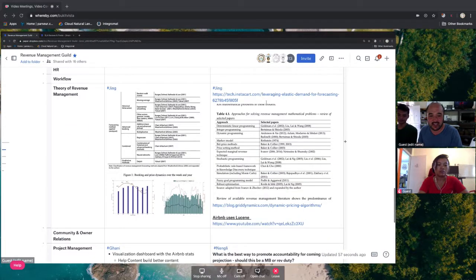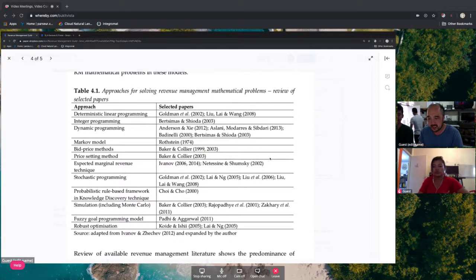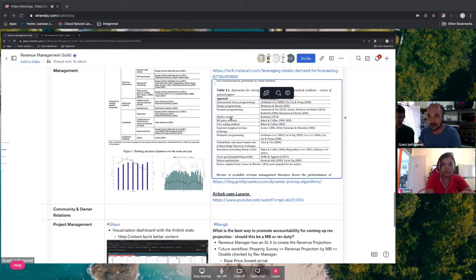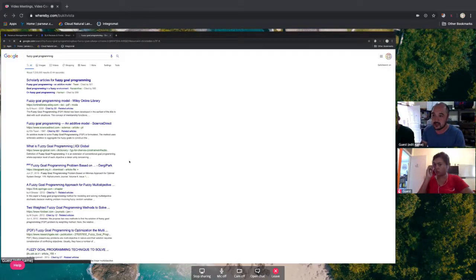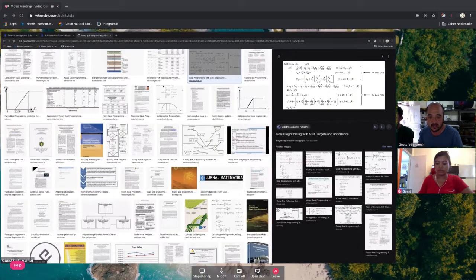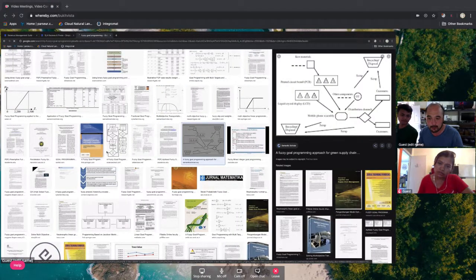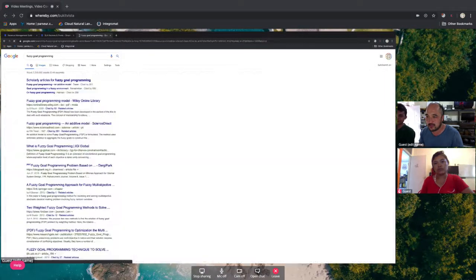Okay, let's take a look at models today. We took a look at some different models last time, so let's take a look at something new. Fuzzy goal programming model. Let's see what that looks like. Oh wow, a lot of math. Okay, when the math is hard to read, let's just read the text because maybe that'll be a little bit easier to understand. So, what is fuzzy goal programming? Let's open a few of these so we can see what that means.